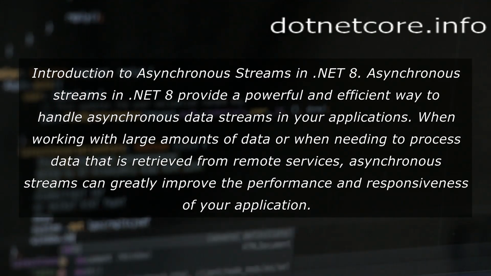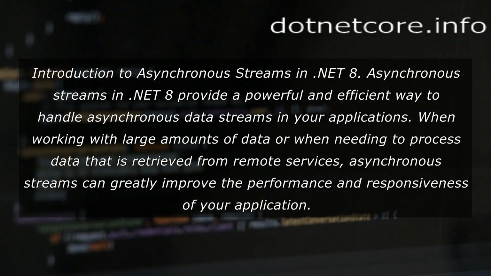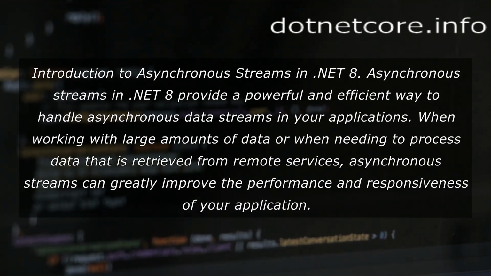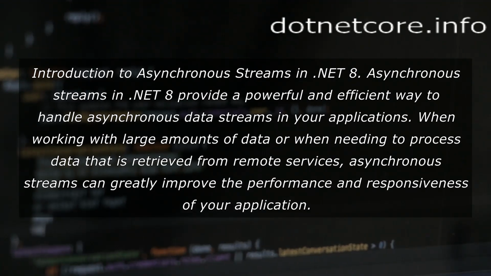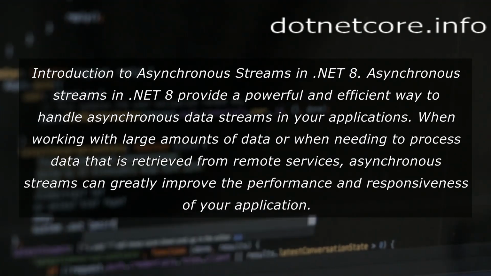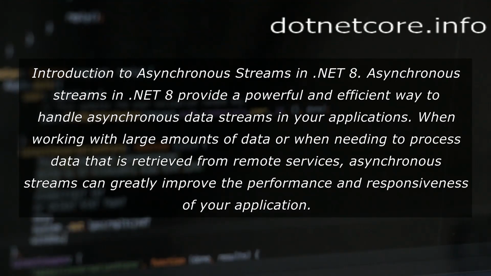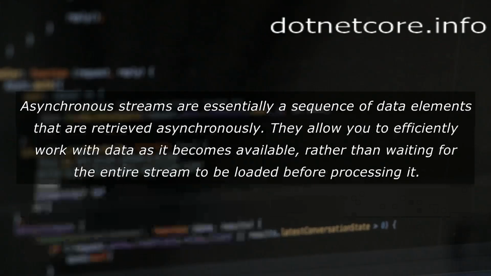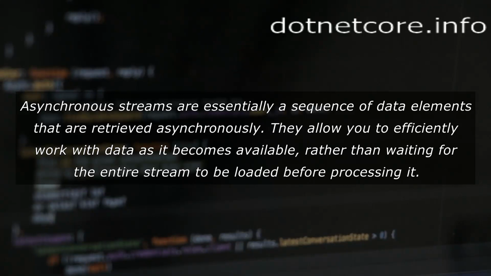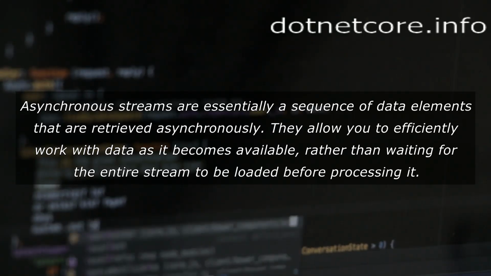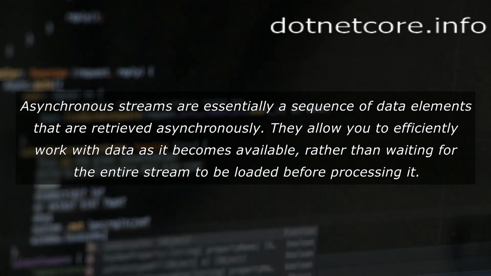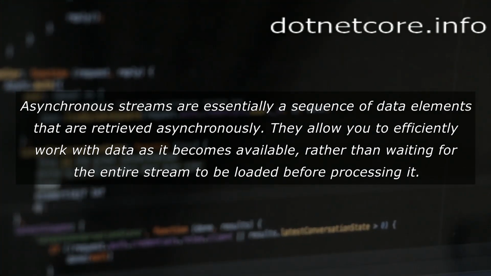Asynchronous streams in .NET 8 provide a powerful and efficient way to handle asynchronous data streams in your applications. When working with large amounts of data or when needing to process data that is retrieved from remote services, asynchronous streams can greatly improve the performance and responsiveness of your application. Asynchronous streams are essentially a sequence of data elements that are retrieved asynchronously. They allow you to efficiently work with data as it becomes available, rather than waiting for the entire stream to be loaded before processing it.